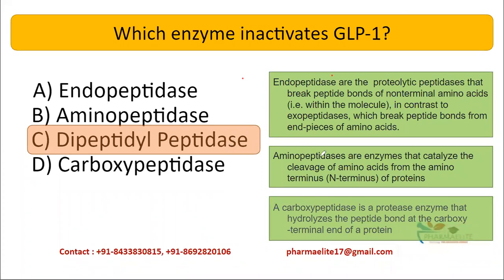So aminopeptidase breaks the bond at the N terminal, and carboxypeptidase at the C terminal, or the carboxy terminal. And endopeptidase breaks the bonds that are present within the molecule, and exopeptidase at the end of the amino acid chain. And DPP, which is dipeptidyl peptidase, is the enzyme that breaks GLP-1.